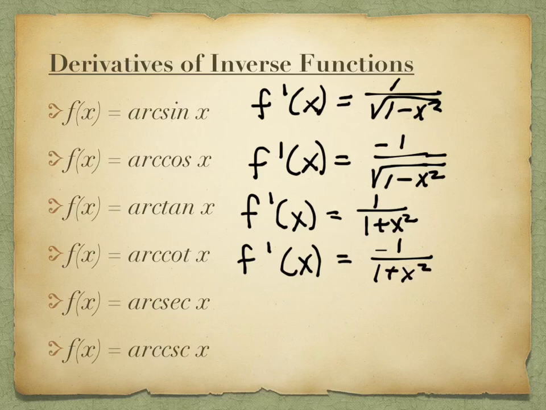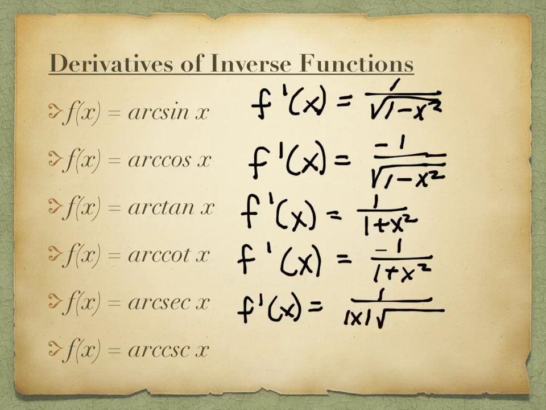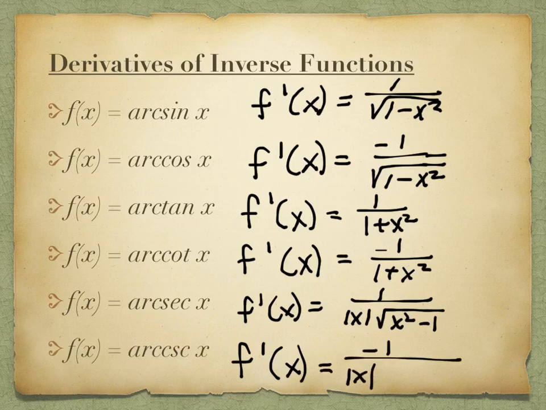And then secant and cosecant are the ugly looking ones. So the derivative for arc secant is 1 over, you've got the absolute value of x, and then you've got the square root of x squared minus 1. And for the arc cosecant, what do you think is going to happen? Negative. It's negative. I know. That's right. So we just have the exact same piece as secant, but it's got a negative in there on top.